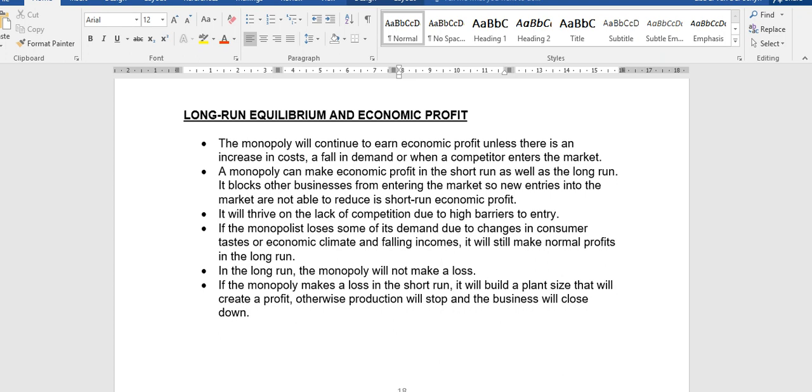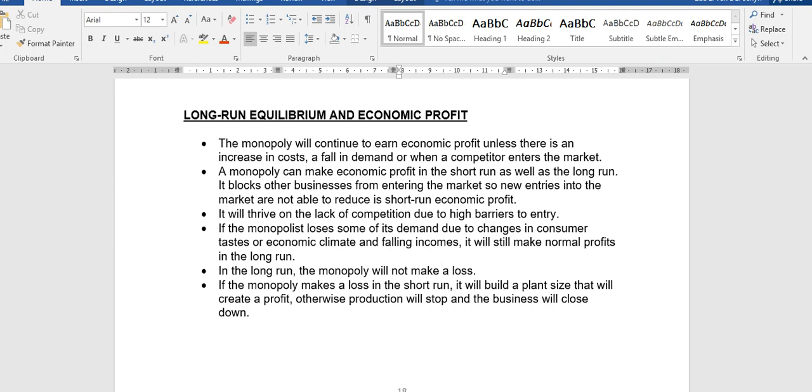There's barriers to entry. Okay, now if the monopolist does lose some of its demand, okay, because of consumer tastes changing, consumers decide to live without his product. It might not be an essential product. Consumers learn to live without it. Consumers stop buying it altogether as a result of changes in their taste and habits, or as a result of changes in the economic climate, okay, where the country goes into a recession, consumers are losing their jobs, they just don't have the money to be able to buy the product of the monopolist. Obviously, that is going to decrease his demand.